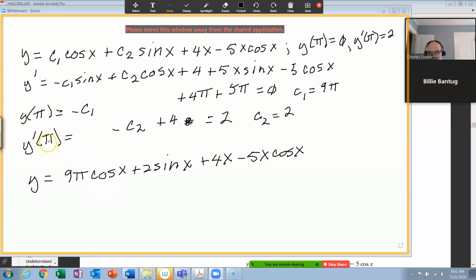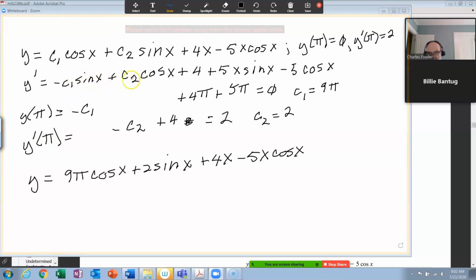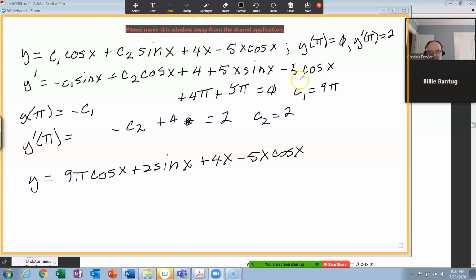Let's go back and do this y prime at pi. That gave us a 0. This gave us a minus C2. That gave us a 4. This gave us a 0. I forgot that last term out there. I just left it hanging there. Okay, sorry about that.